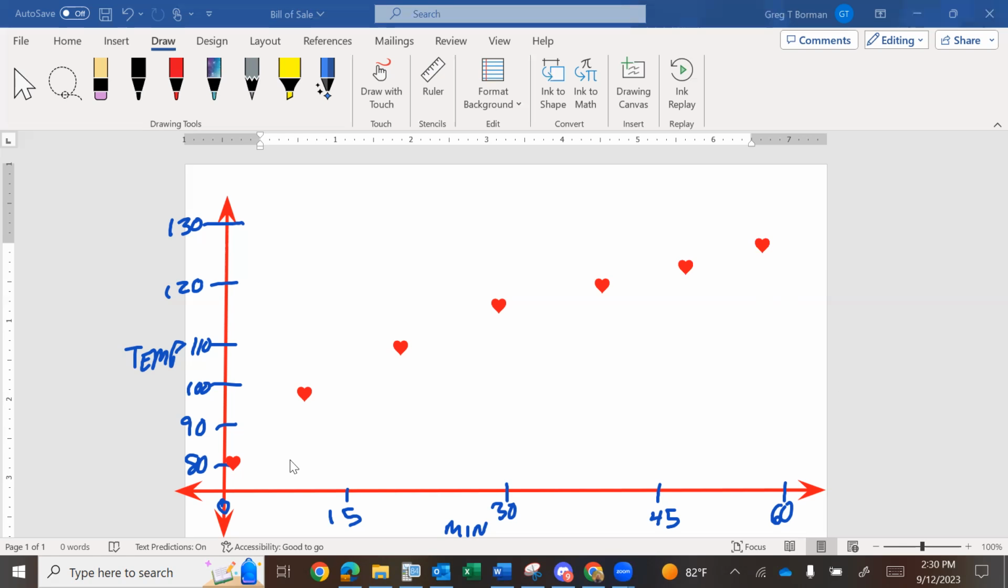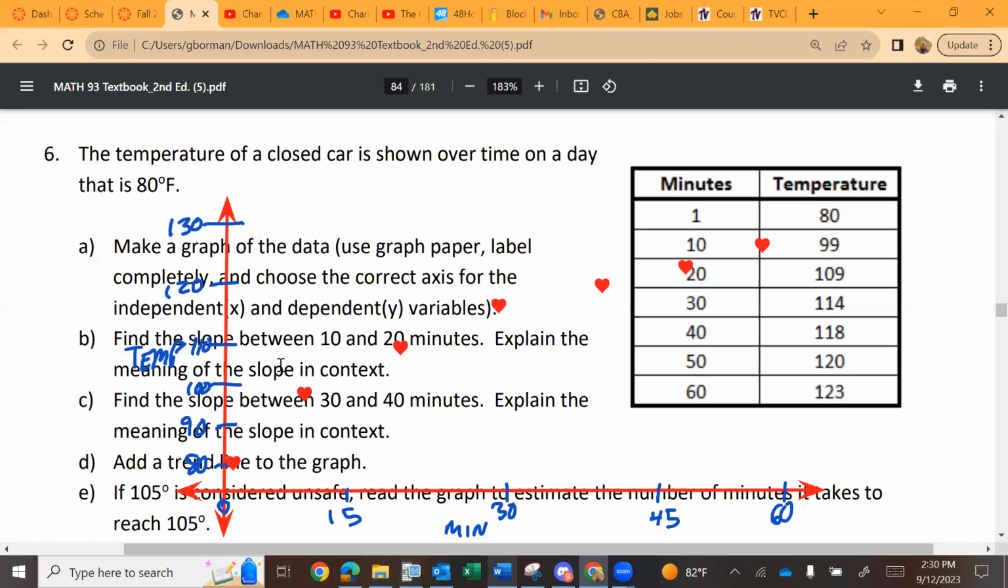All righty. So there, I've made my graph, and I feel pretty good about that artwork. Pretty slick. Okay. So part B: find the slope between 10 and 20 minutes and explain the meaning of the slope in context.